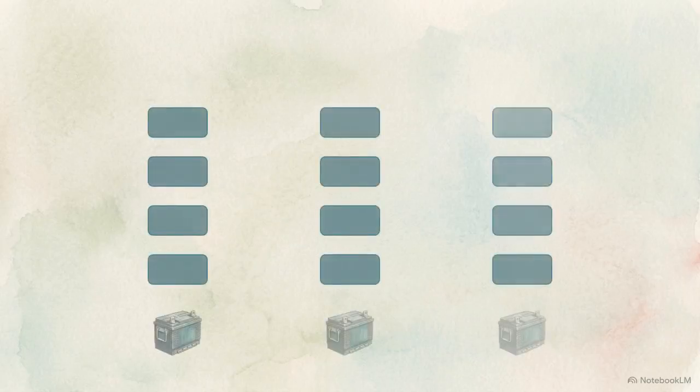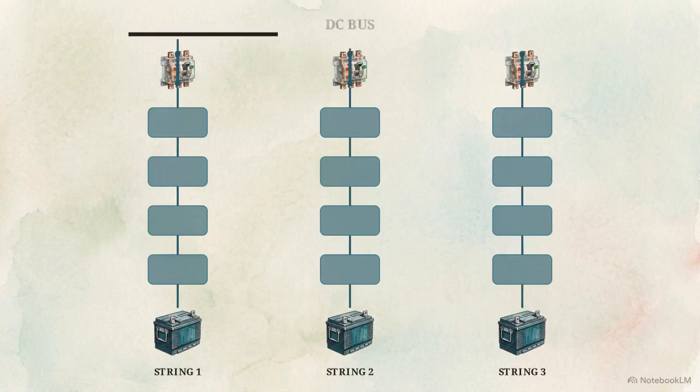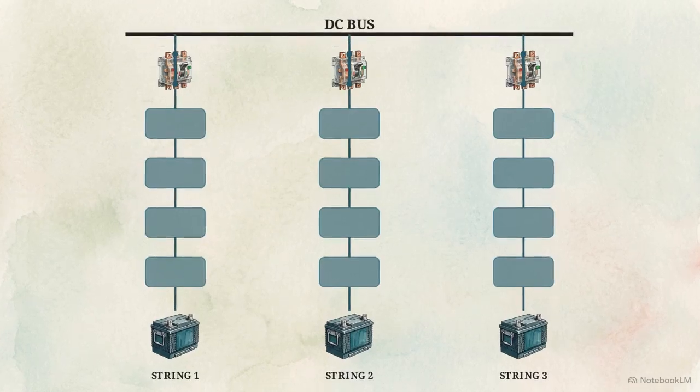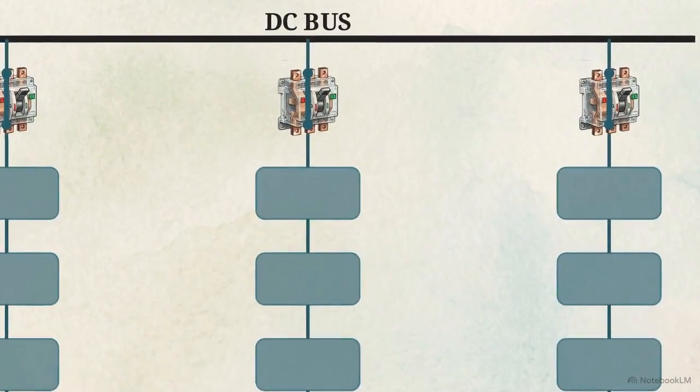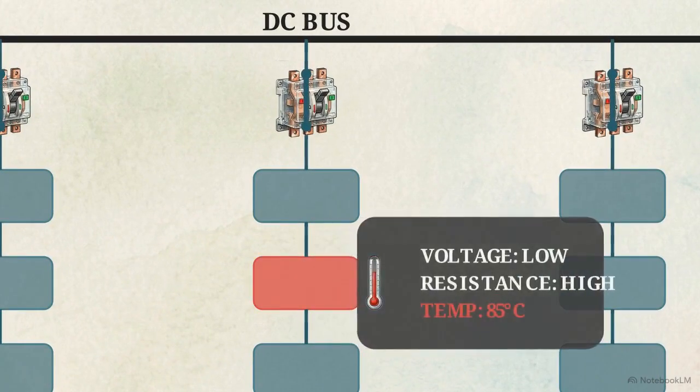The BMS monitors a specific physical architecture. Individual battery cells are wired in series to build the required DC voltage. Those strings are then wired in parallel to build capacity and redundancy on the main DC bus. At this granular level, the BMS measures exact parameters the UPS misses. It flags delta cell voltage imbalances, internal resistance degradation, and localized maximum temperatures.